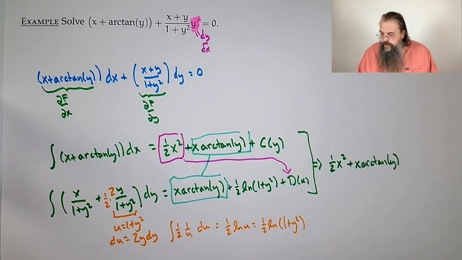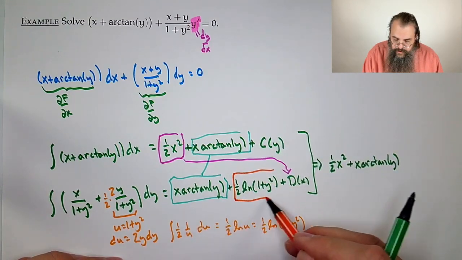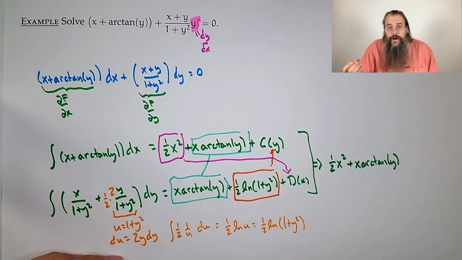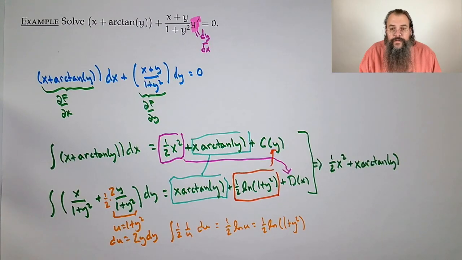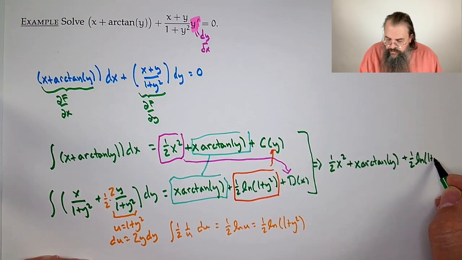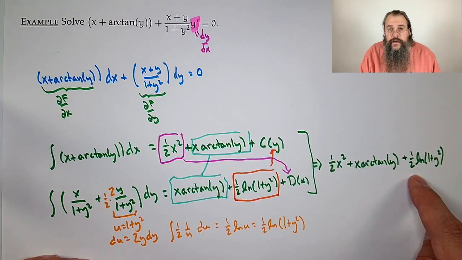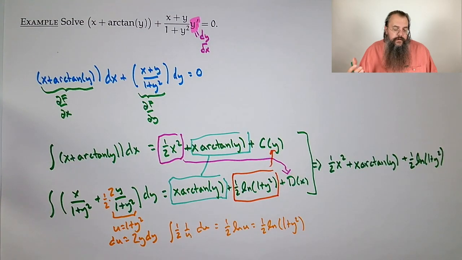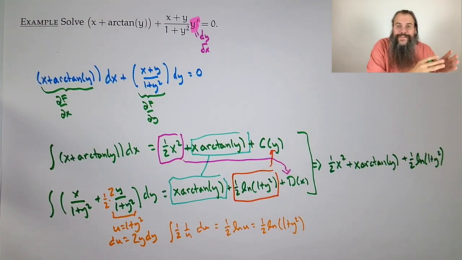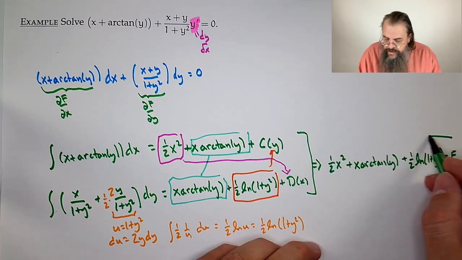And then we come and say, oh, there's this one other part, this 1/2 log of 1 plus y squared, which is hiding up in that c of y in the other term. And it only depends on y, so that gets added into our function. So plus 1/2 log of 1 plus y squared. That is our f of x, y. And finally, to get our final answer, the solution is of the form f of x, y equals constant. Okay, so equals constant.